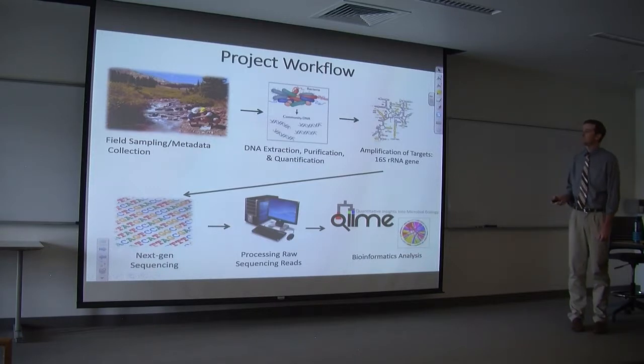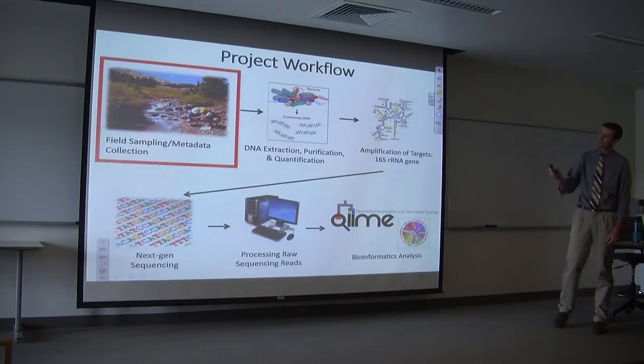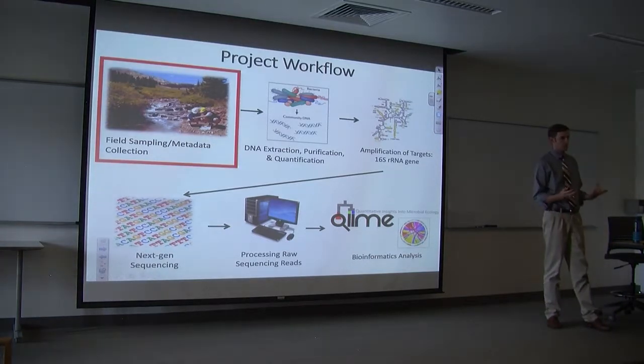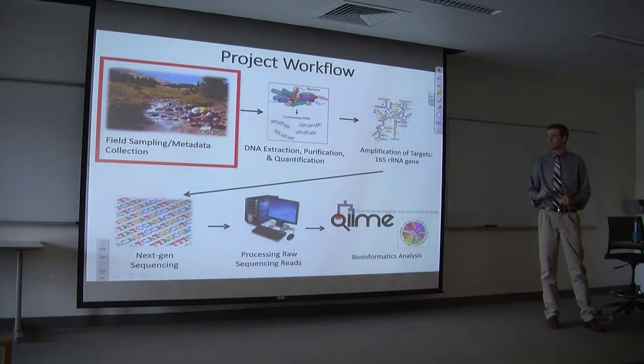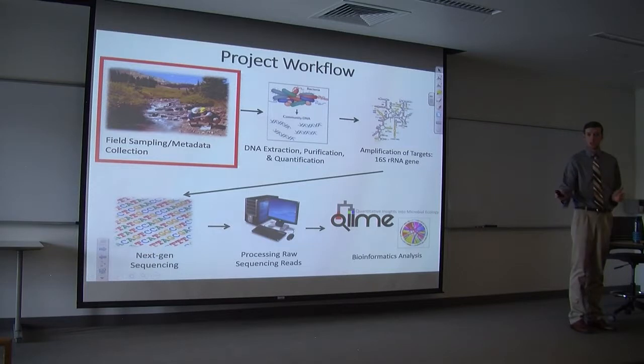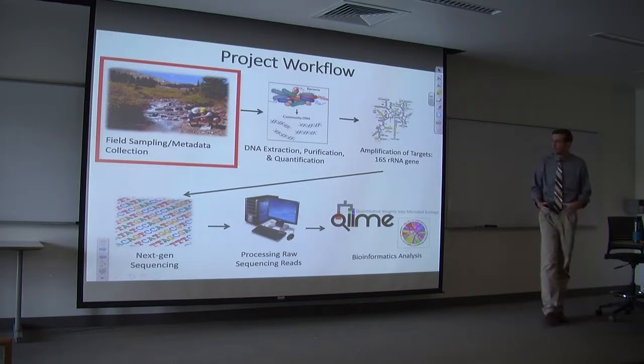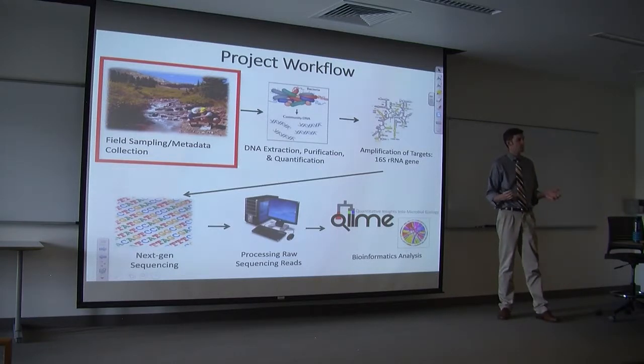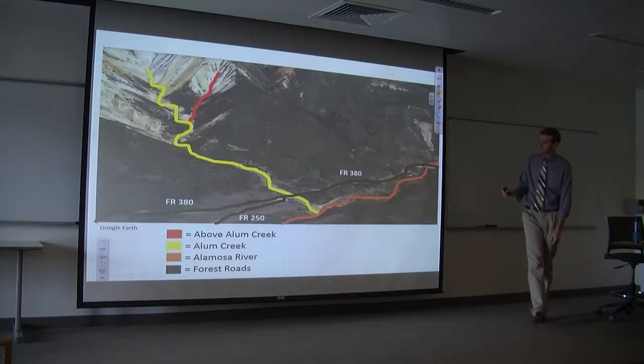This is our general project workflow, and we began with taking field samples. When we took these field samples, we collected soil and sediment samples from each area, and then at each of the sampling areas, we also took metadata that would include things like pH, oxidation potentials, water temperature, general stream flow, and things of that nature.